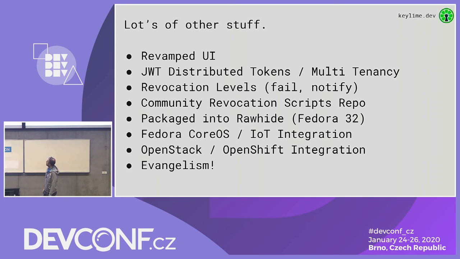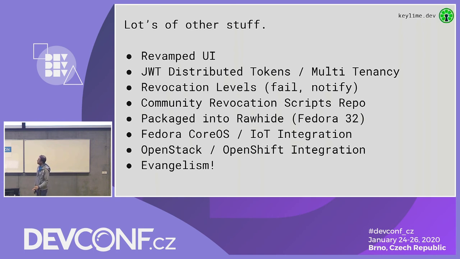We haven't started yet, but we're hoping to have some sort of repository, like a Galaxy, where people can share revocation scripts that they've developed. These are scripts that, for example, shut down network connections, terminate VPN tunnels, update iptables rules, or call a part of Kubernetes or a part of OpenStack and so forth.